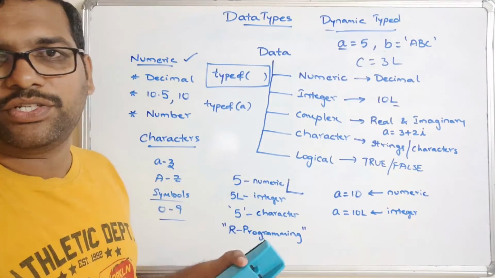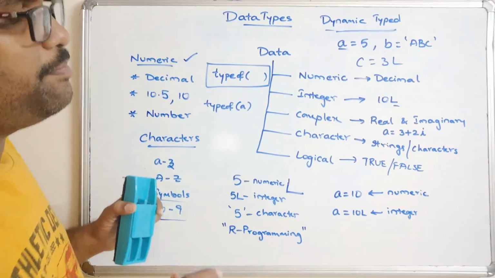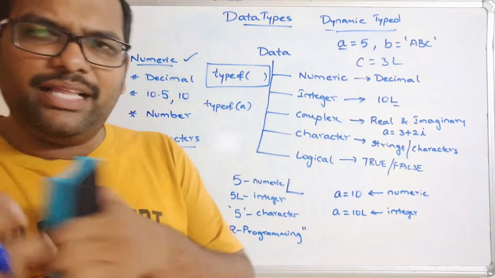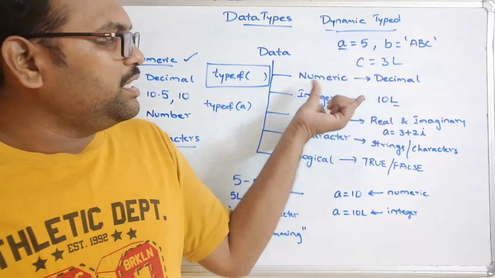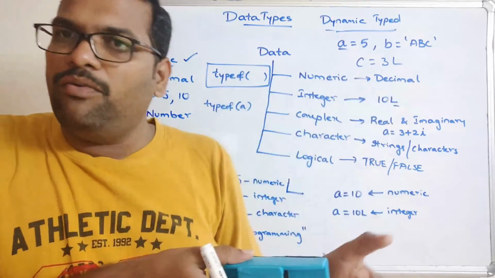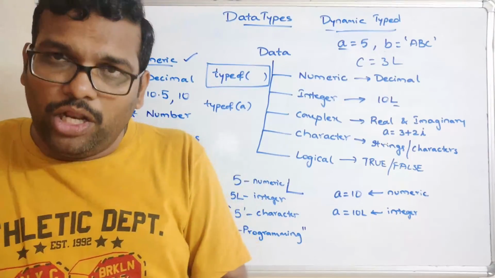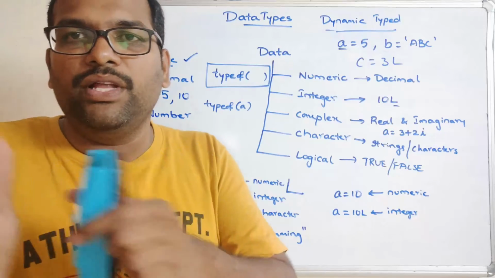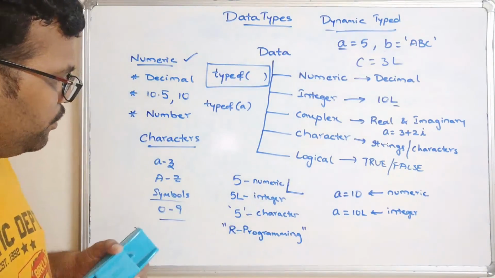Right? So I hope you understood the basic data types available in R programming: numeric, integer, complex, character and logical. There is a slight difference between numeric and integer. Numeric comes with decimal values as well as whole numbers, and integer comes with only whole numbers, specified with L. L indicates the integer value. Right? I hope you understood this one.